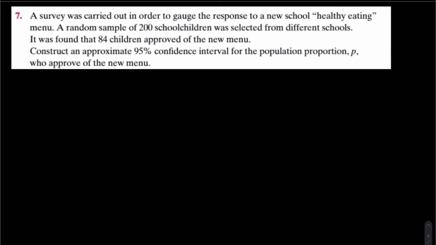For problem number 7, again, I'm using the margin of error approximation equal to 1 over root n. Reading the problem, I'm told that a survey was carried out in order to gauge the response to a new school healthy eating menu. A random sample of 200 school children, so n equals 200, was selected from different schools. It was found that 84 children approved of the new menu, which means I can calculate the sample proportion equal to 84 divided by 200, which is 0.42.